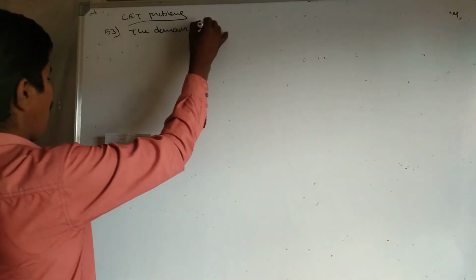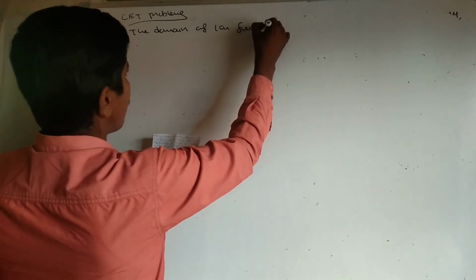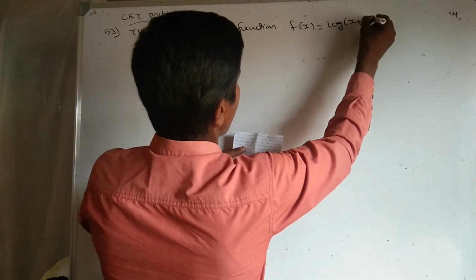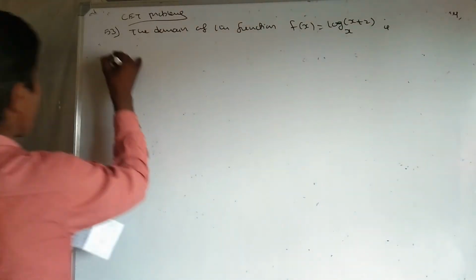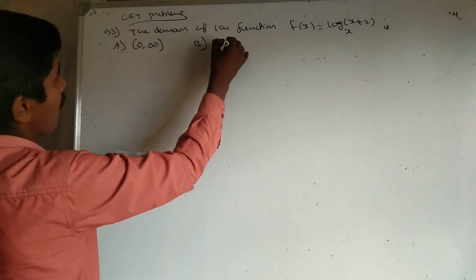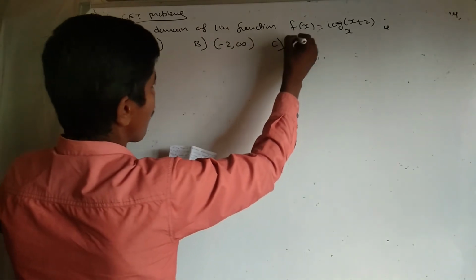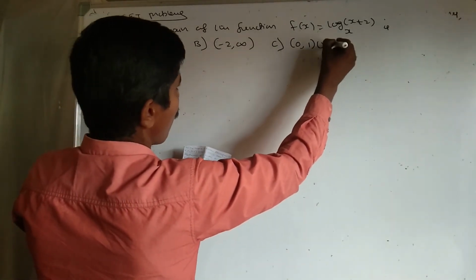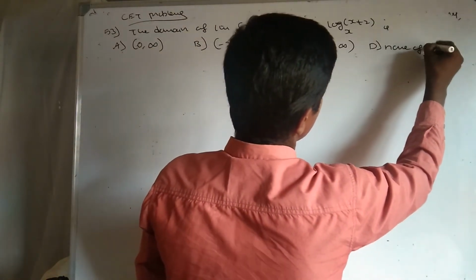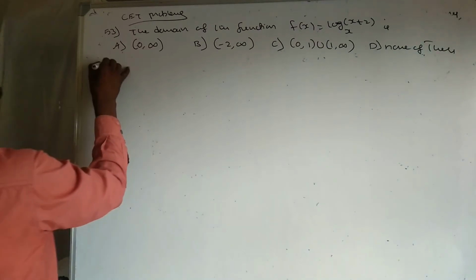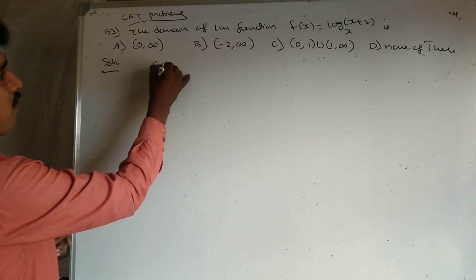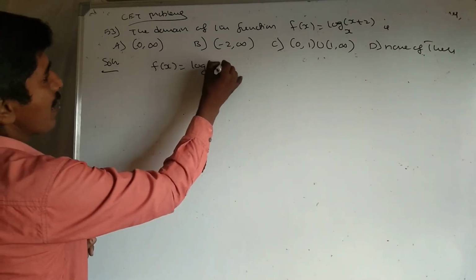The domain of the function f of x equal to log of x plus 2 base x is: A option, open interval 0 comma infinity; B option, open interval minus 2 comma infinity; C option, open interval 0 comma 1 union open interval 1 comma infinity; D option, none of these. The domain of the function, here we have to find, f of x equal to log of x plus 2 base x.